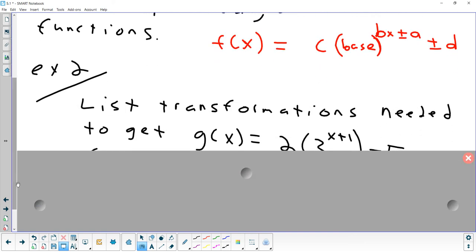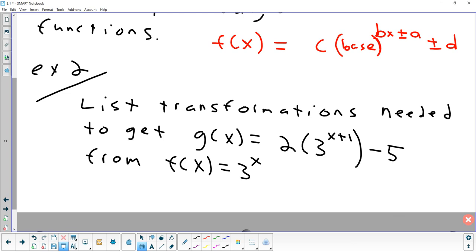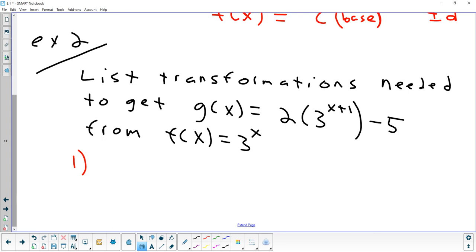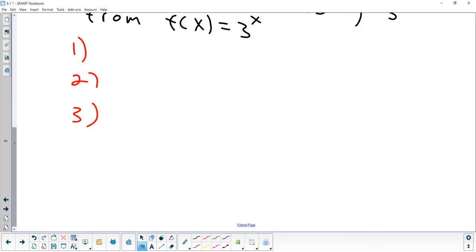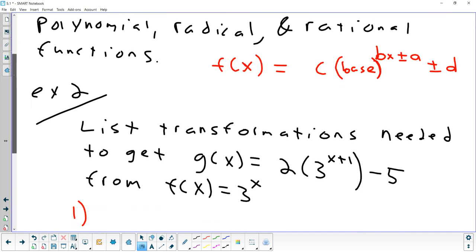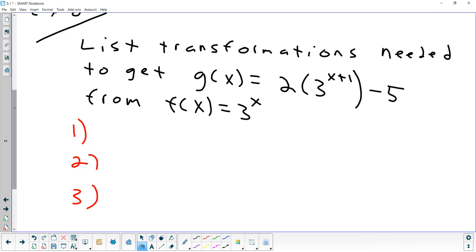All right, so let's list the transformations needed to change f of x into g of x. Now, you would never compare two functions with different bases. The base here is a 3, the base here is a 3. Those have to be the same. How many transformations are happening in g of x? Start with that. John? There are 3. We need to write what they are and in the correct order. So follow the order A, B, C, D. What's the first thing that's going to happen to f of x as it starts to change into g of x?